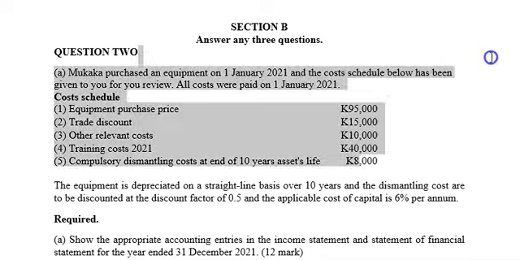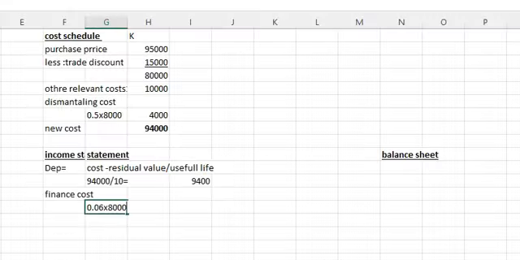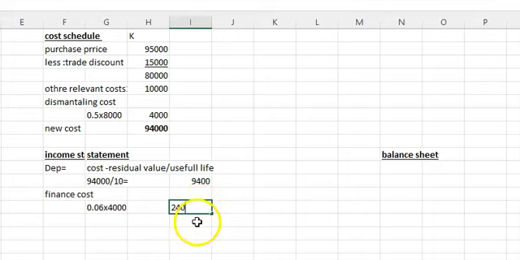Now this 8,000 is the future value. So this 6% will be multiplied by 4,000, the present value we just calculated after discounting. We don't multiply by the future value. So it will be 0.06 multiplied by the 4,000. We'll get 240. So we'll put here 240. So that is what we have in the income statement of the depreciation and the finance cost.